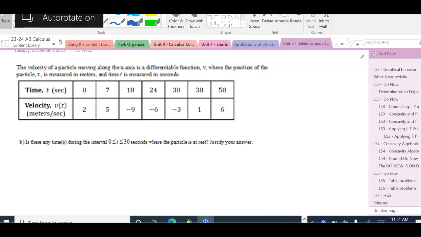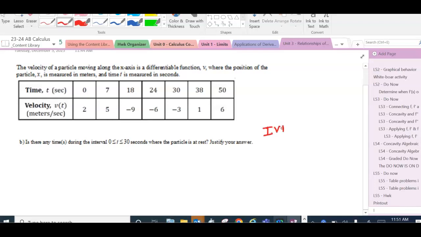So here we have a great example of what a problem might look like that requires the intermediate value theorem. Is there any time on the interval 0 to 3 seconds where the particle is at rest? And we look to see what we have. This is velocity, and it says that we have a differentiable function, v. So a couple things to think about. We want something to be at rest.